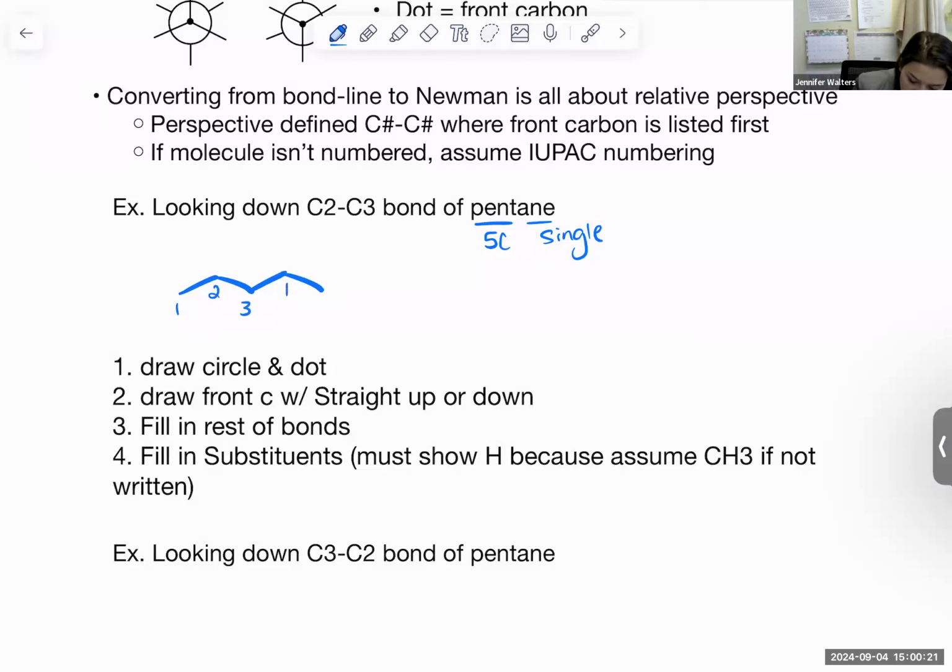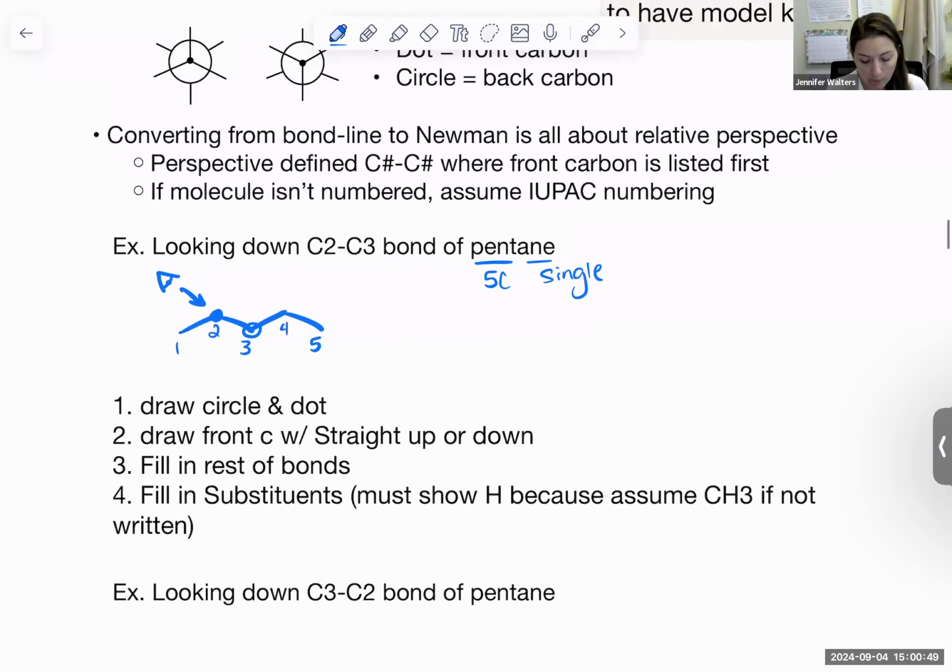I'm going to number these left to right because structure wasn't given to me, so I can pick however I want the perspective to look. So I'm just assuming I'm looking down this way. When I'm looking down the C2-C3 bond, that means that I am looking here. Carbon 2 is in the front, carbon 3 is in the back. Here's my little eyeball looking down. C2 is in the front, C3 is in the back.